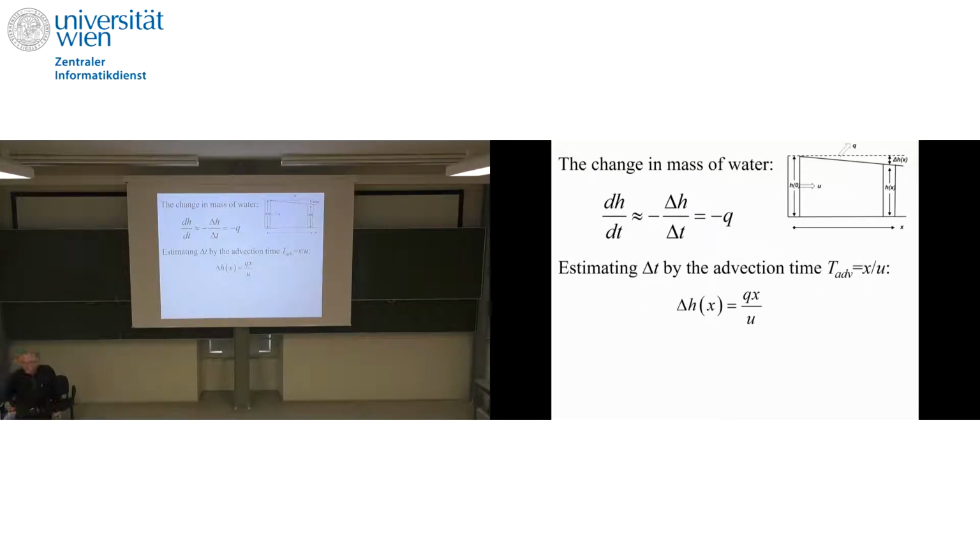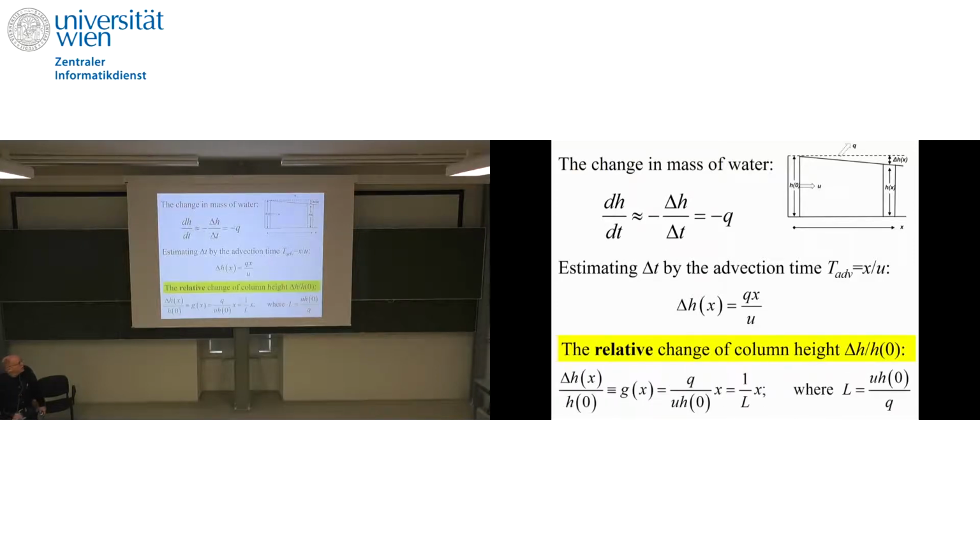And the question is, how do we estimate delta t? The easiest way is to say it's being advected, right? If it's advected a distance x with velocity u, then the time is just x over u. So this delta h is just q times x over u. That's it, there isn't much to say about it. So I have an expression for delta H, and if I now want to think about the relative change in the height, or the removal of mass of water, then I take delta H over H0, which I will call G of X. You'll see in a minute why I give it a certain name.